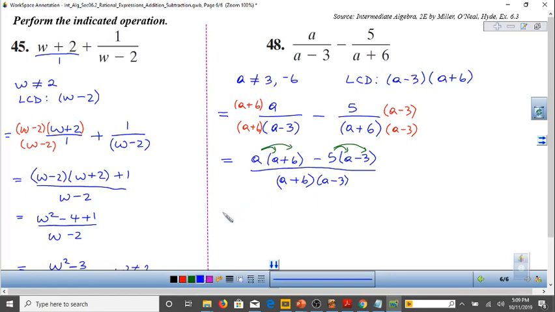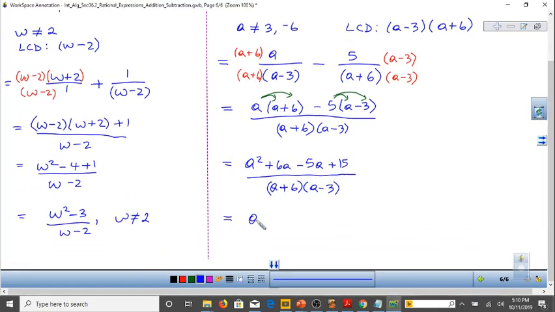So I distribute now and I get a squared plus 6a minus 5a plus 15. So a squared plus 6a, 6 times a, 6a minus 5a plus 15, and that's divided by a plus 6 and multiplied by a minus 3. So we continue, we're going to simplify the expression. We get a squared plus a plus 15. And that expression is actually prime. You can try to factor it, but you'll get stuck, and I recommend that you try it.